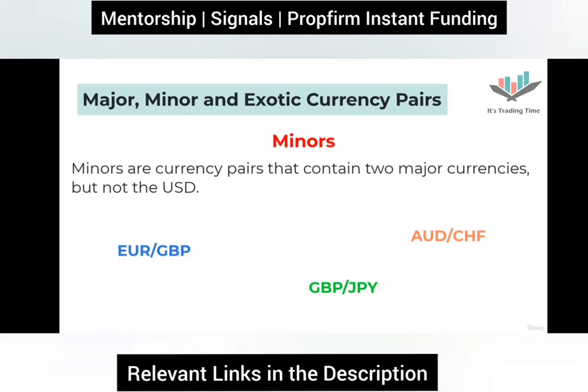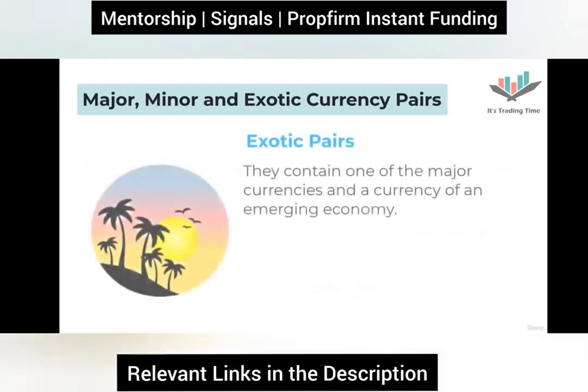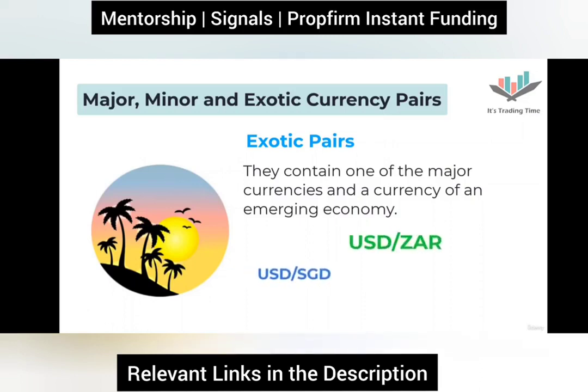Finally, we have exotic currency pairs, which include one major currency and the currency of an emerging economy. At the time of recording this lecture, examples of them will be Singapore, South Africa or Norway. So examples of exotic currency pairs will be US dollar against Singapore dollar, US dollar against the South African rand, or US dollar against Norwegian krona.